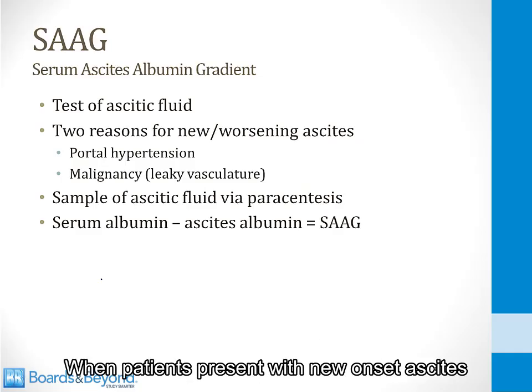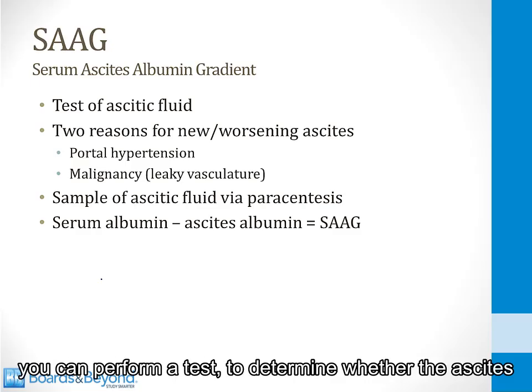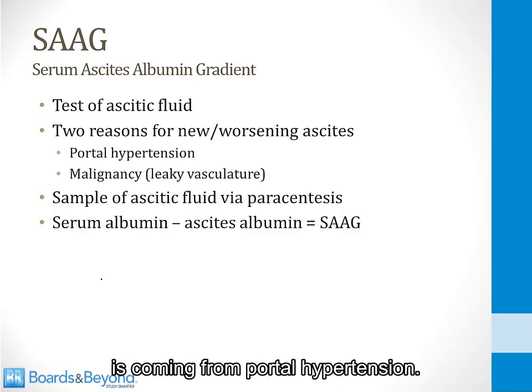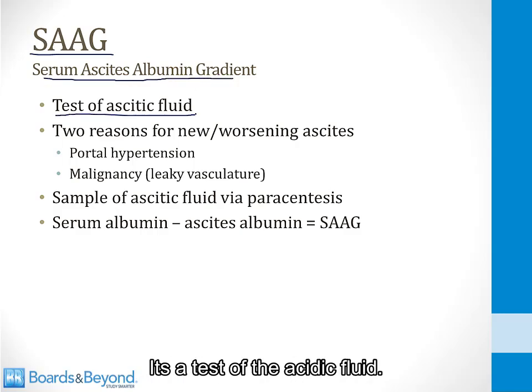When patients present with new onset ascites or ascites that is much worse compared to their baseline, you can perform a test to determine whether the ascites is coming from portal hypertension, and that test is called the SAG, which stands for serum ascites albumin gradient. It's a test of the ascitic fluid.